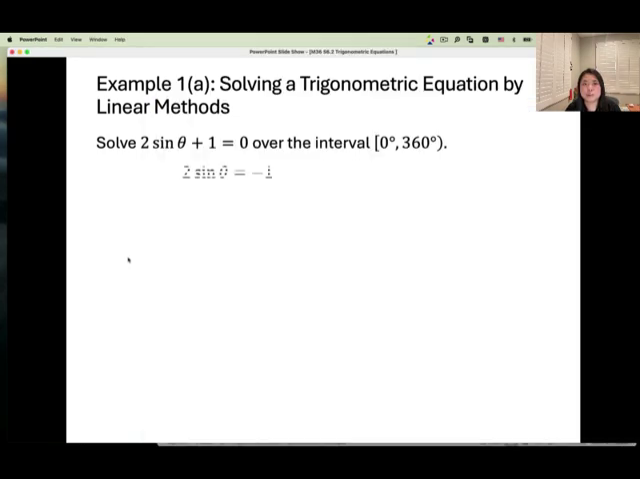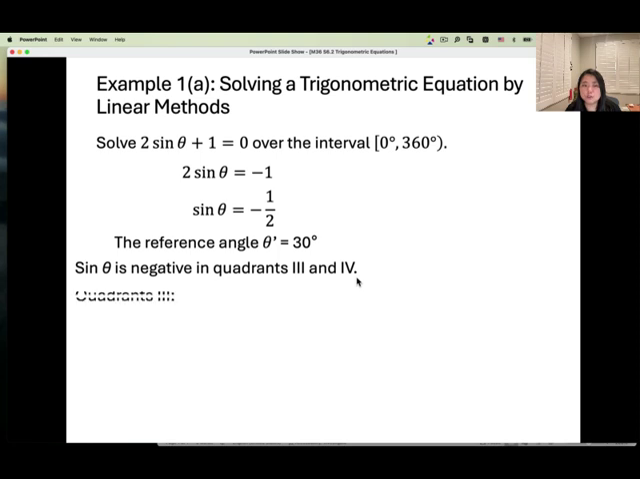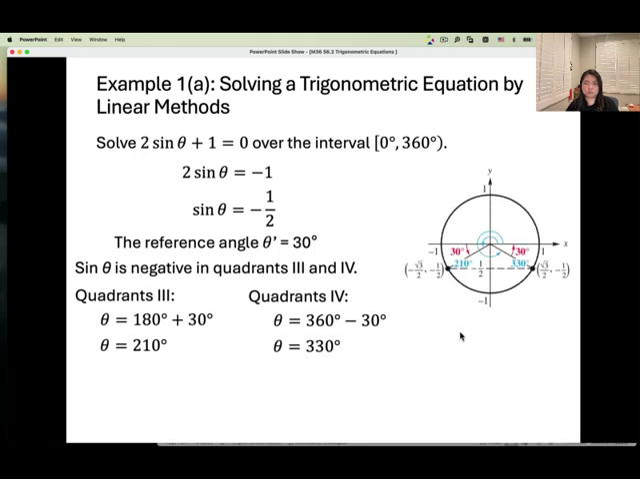So let's go back to my PowerPoint. We solve for sine theta and then find the reference angle. Keep in mind, ignore the negative when you're finding the reference angle. The negative tells us which quadrants theta is going to be in. Since it's negative, we have quadrant 3 and quadrant 4. In quadrant 3, the reference angle is 30, so we do 180 plus 30. In quadrant 4, the reference angle is 30, so 360 minus 30. So we got 330 degrees. I show you the picture here also.